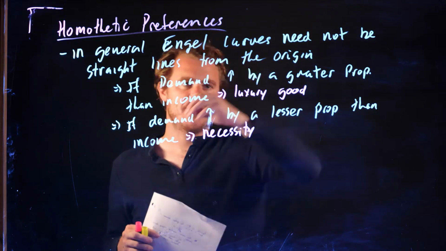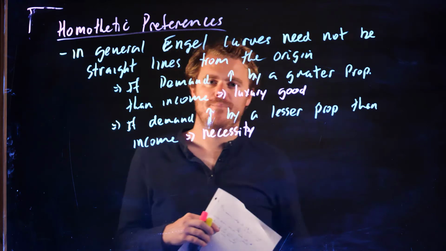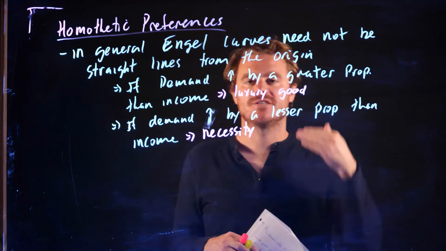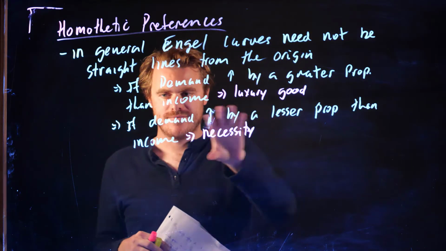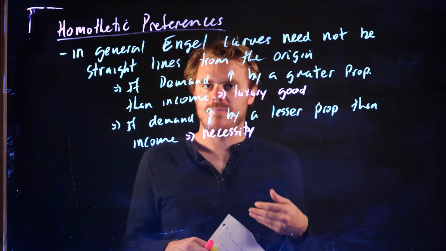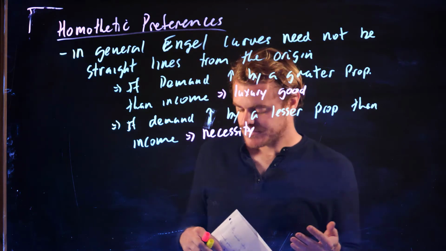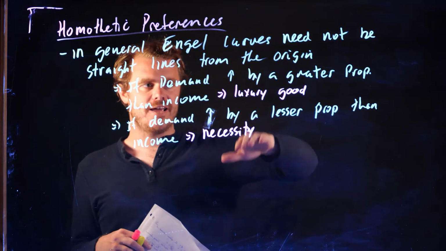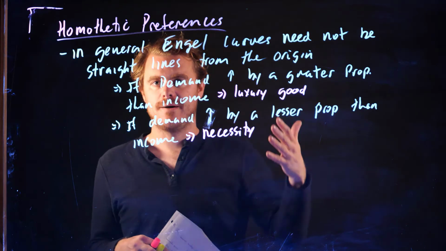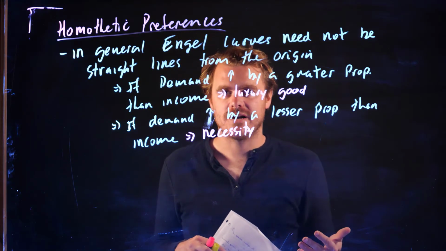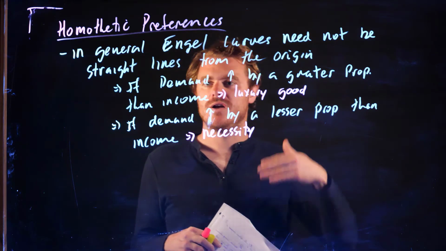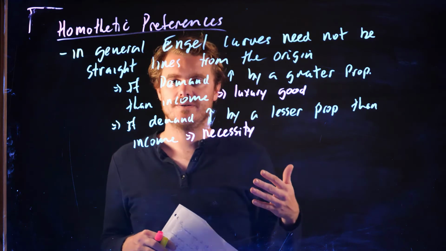So what I mean by that is if your income went up by 100% and the amount of good one you demand goes up by 150%, it's a luxury good. Whereas for a necessity, if your income goes up by 100%, your demand for that good will go up by less than 100%, for instance. And so the dividing line is if your demand goes up at the same proportion as income. And that's the kind of goods we've been looking at the entire time. All these preferences are examples of homothetic preferences where the demand is increased by the same proportion as income.